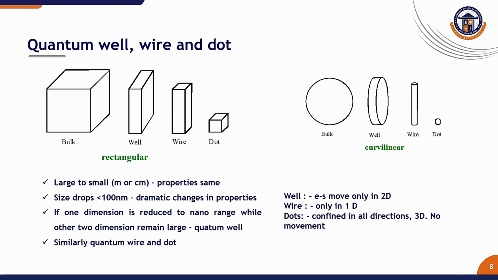Quantum well, quantum wire, and quantum dot. The behavior of electrons changes dramatically when dimensions shrink below 100 nanometers. A quantum well allows electrons to move in two dimensions but confines them in the third. A quantum wire restricts electrons to one dimensional motion. And a quantum dot confines electrons in all three dimensions, essentially creating artificial atoms.